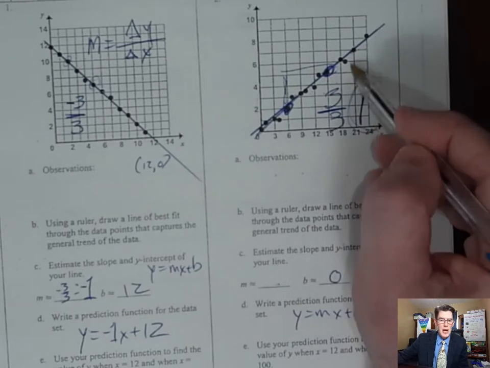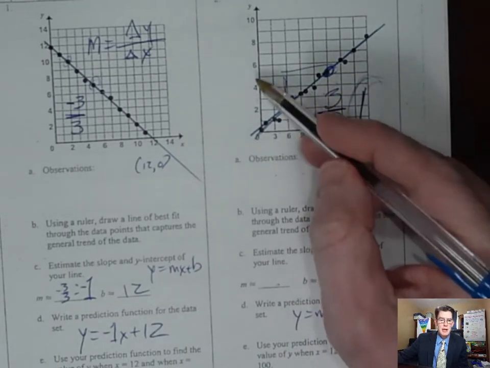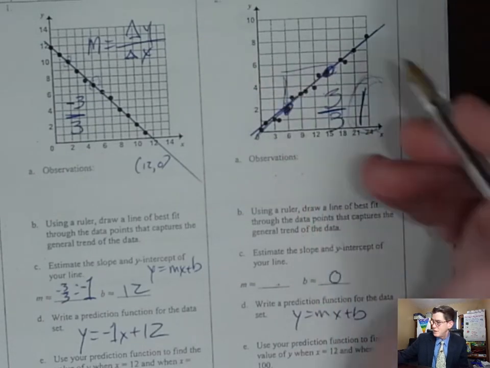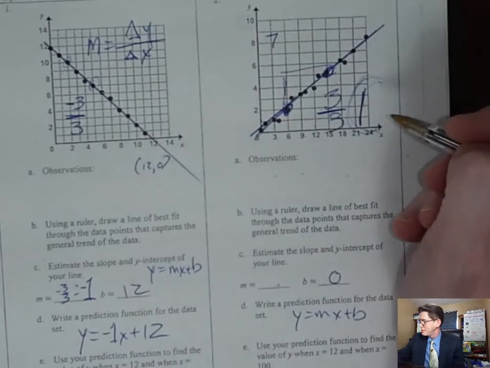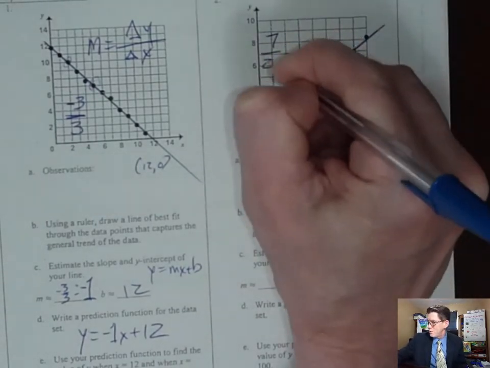If I chose this number all the way out here, 21, and the number 0 here, the rise there, it rises 7. Oh, that's where I'm doing the math wrong. And it runs 21. 7 over 21. Wait a second, that's 1/3.